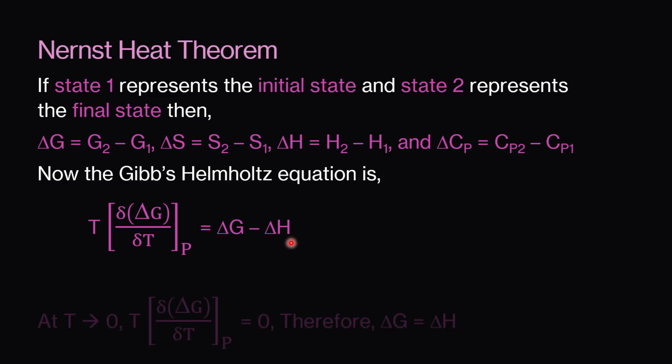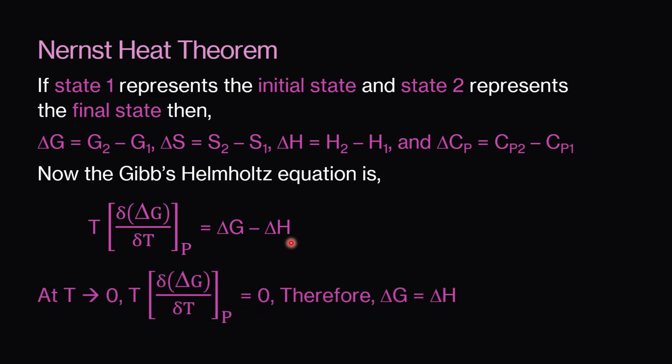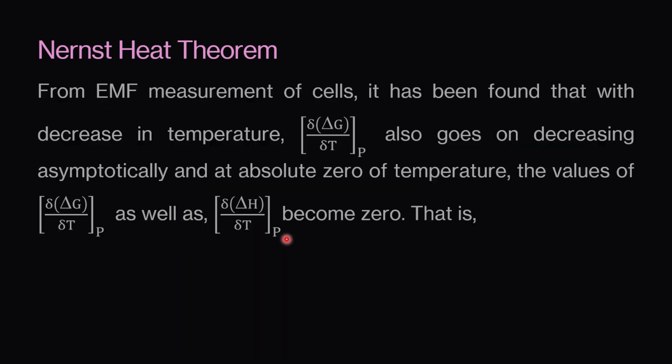Okay. Now the mathematical consequences. So we can here write at T tends to 0, this term is equal to 0. Therefore, this one also becomes equal to 0. And if this one is equal to 0, then delta G must be equal to delta H. And from the EMF measurement of cells, it has been found that with decrease in temperature, this term goes on decreasing asymptotically. And at absolute zero of temperature, the values of this one and this one become 0.